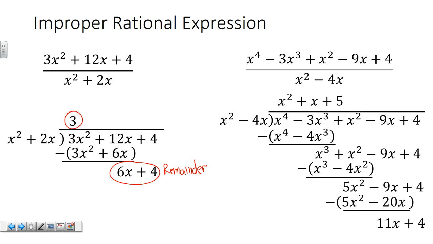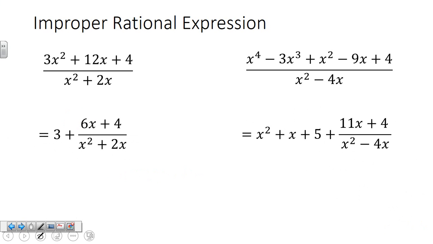Looking at the one over on the right, we see x squared plus x plus 5 on the top, and then down here on the bottom, this is the remainder. So this big nasty fraction on the right is equal to x squared plus x plus 5 plus 11x plus 4 all over the x squared minus 4x. So it's that fraction at the end that we have to decompose. We don't decompose the x squared, the x, and the 5.